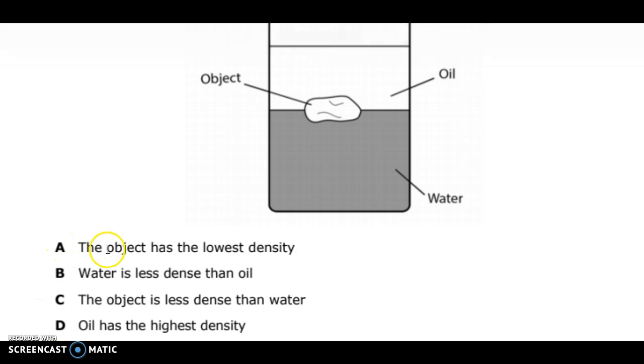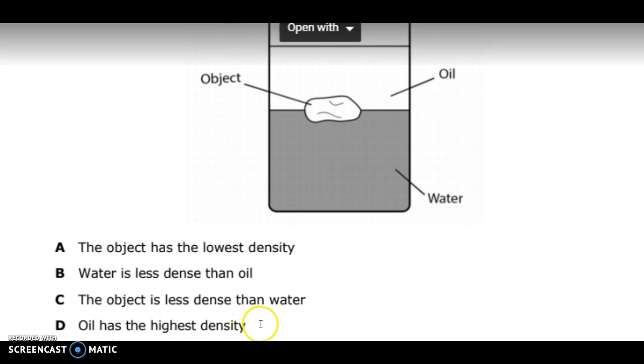A. The object has the lowest density. B. Water is less dense than oil. C. The object is less dense than water. D. Oil has the highest density.